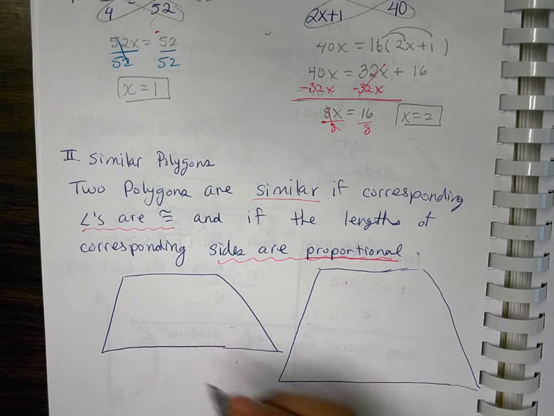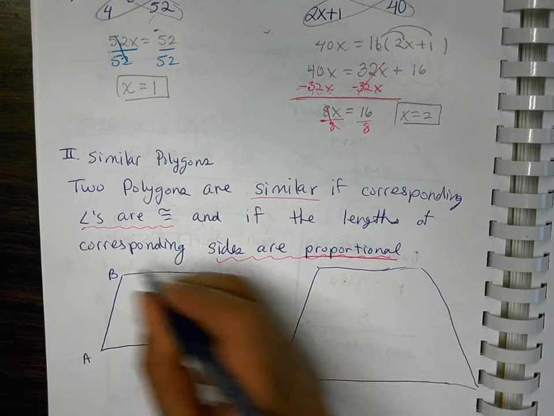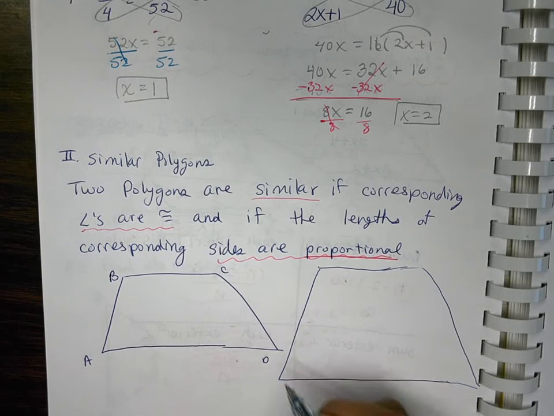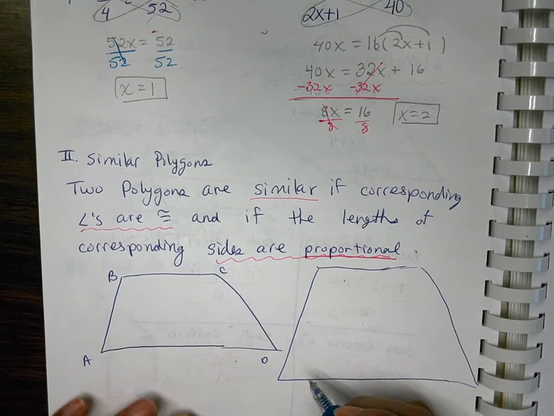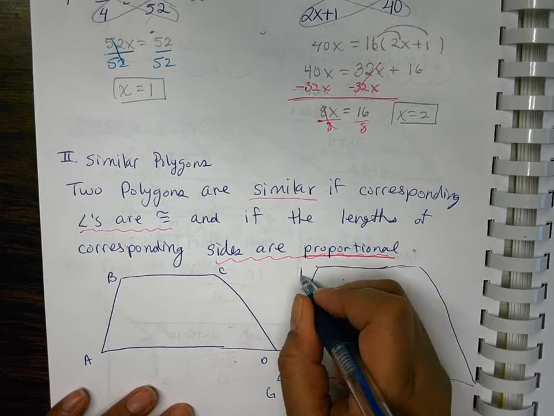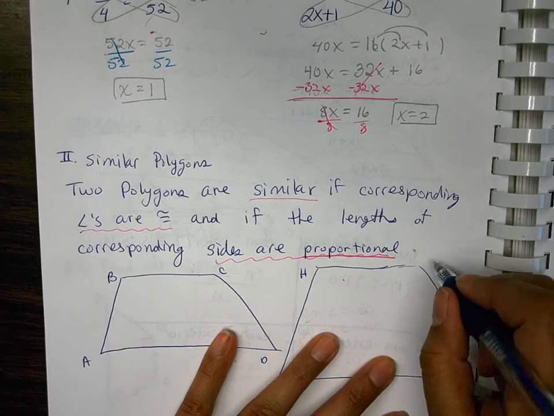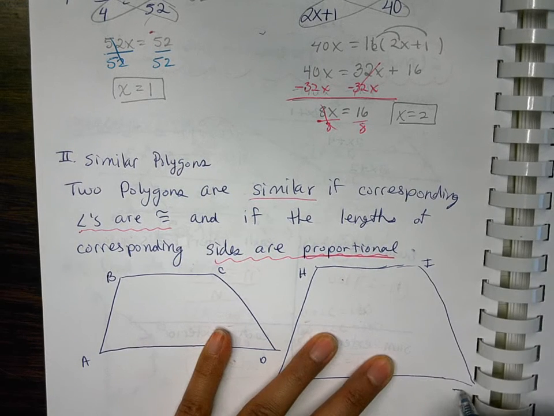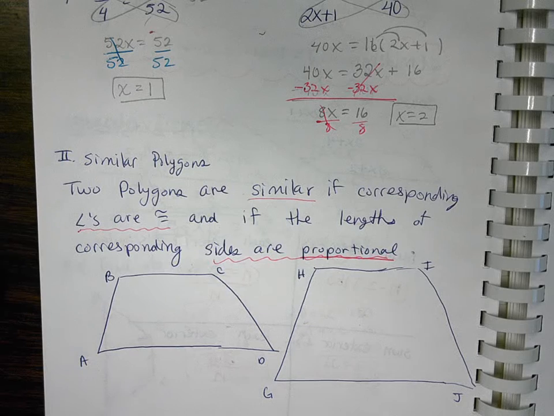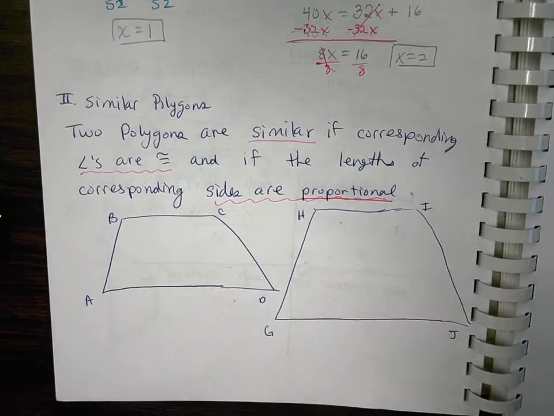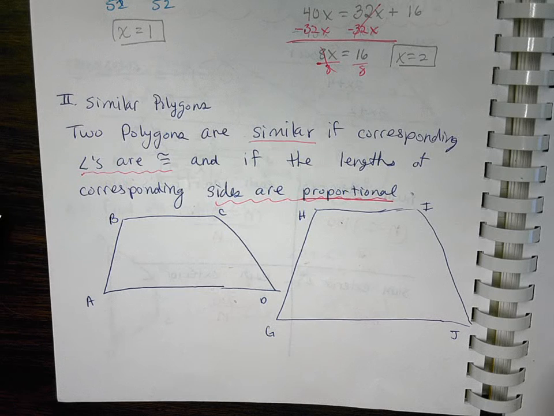All right, I'm going to call this A, B, C, D, G, H, I, J. All right. So I'm going to write the similarity statement. I'm going to show you how to write the similarity statement.